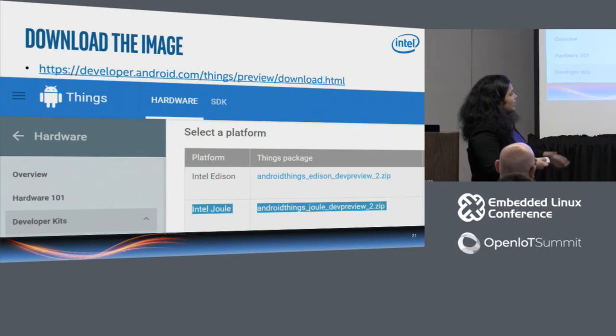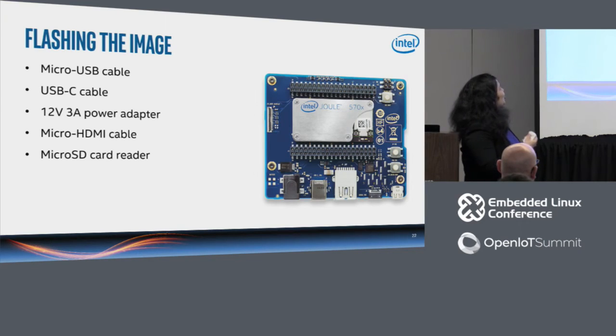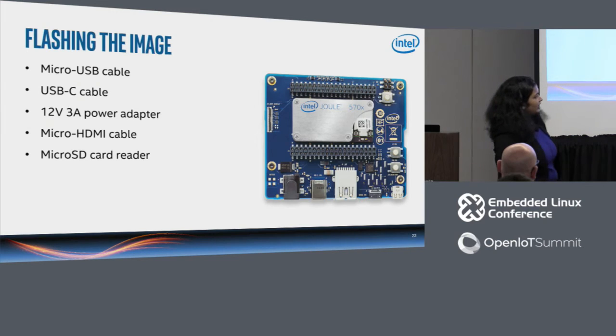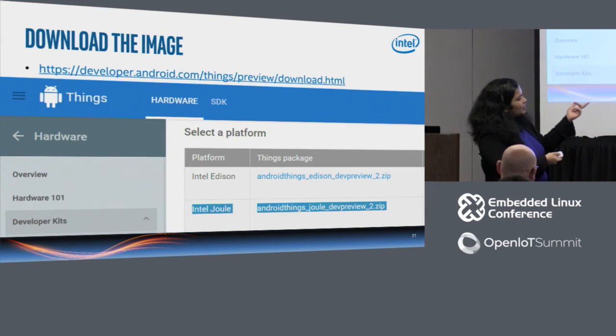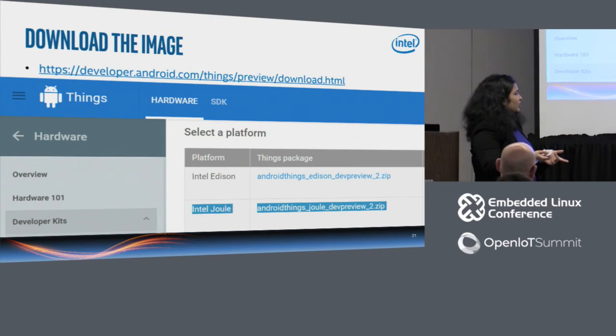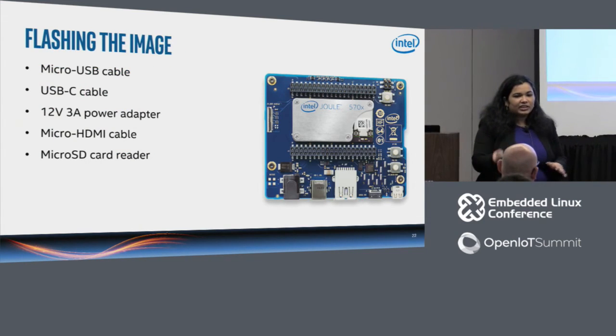Once you have downloaded this image, and you have a Joule or Edison module, right now I'm using Joule as an example, you'd also need the following hardware: a micro USB cable, a USB Type-C cable, a power adapter, an HDMI cable, and a micro SD card reader. Whatever image you obtained in this link comes with a fastboot disk image. All of these instructions are actually there on the site. I'm just walking you through it so that it's easier for you once you do get started.